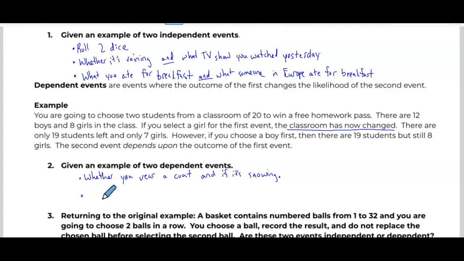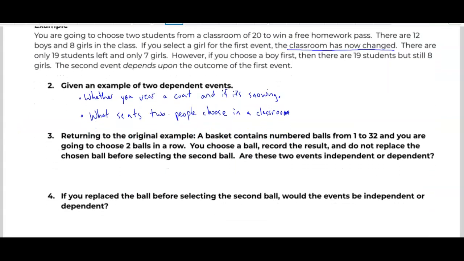All right, and another one could be what seats two people choose in a classroom. So picture two good friends walking into class the first day of school. Wherever the first one sits is going to affect where the second one sits. There's only two seats left in the classroom. Okay, so this is a scenario where the first event can definitely change the second event. They're not completely independent of each other. So there are a lot more examples in each category that you could come up with.